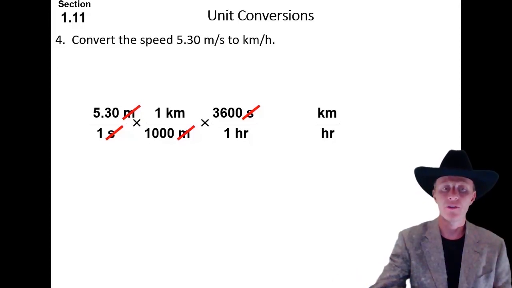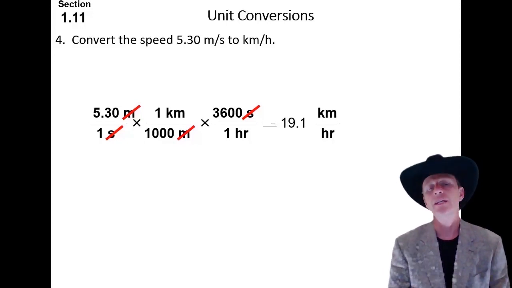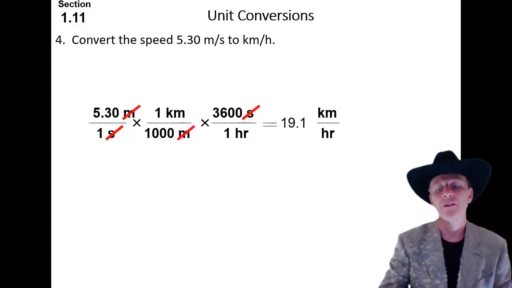We'll get an answer. Now notice we start with 3 digits in our measurement. We want to end with 3. 19.1. We'll talk about that later when we talk about sig figs.